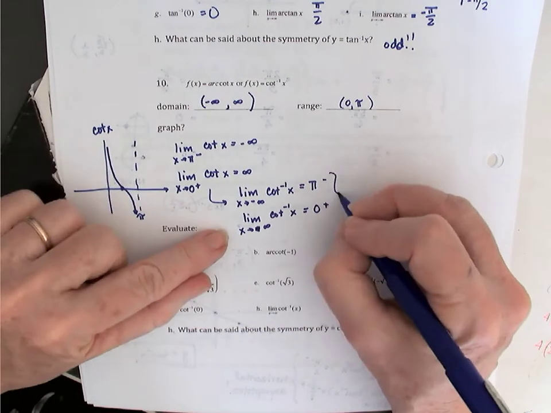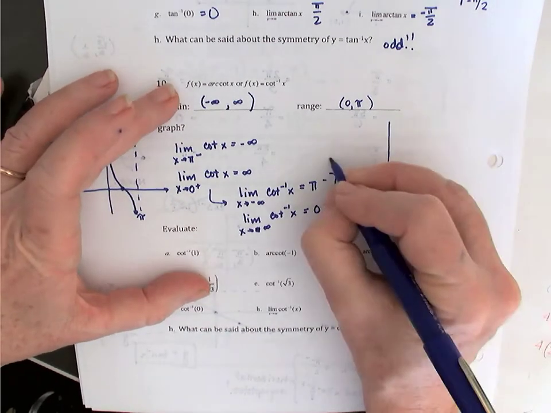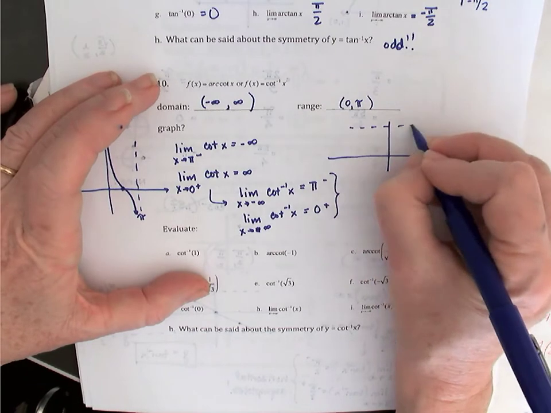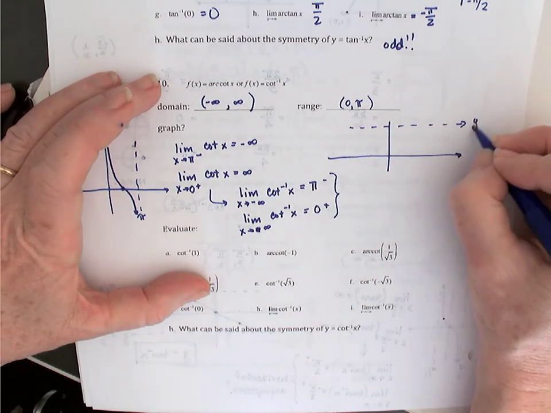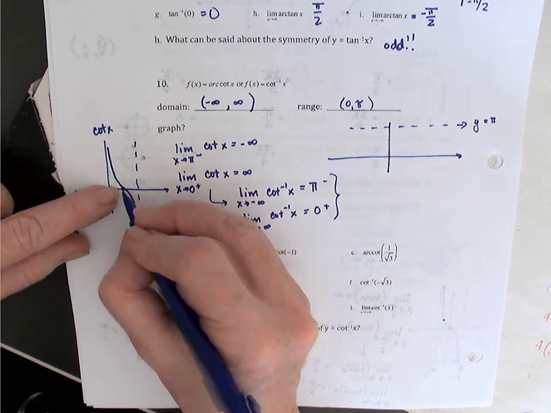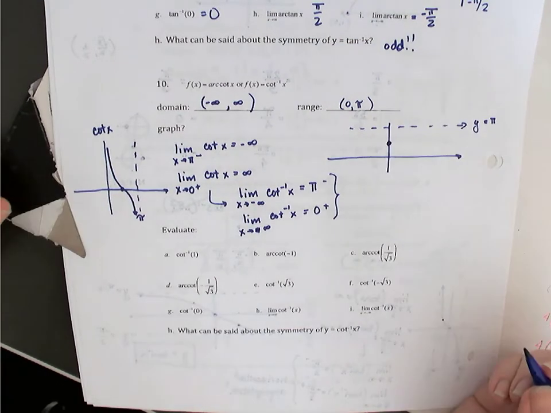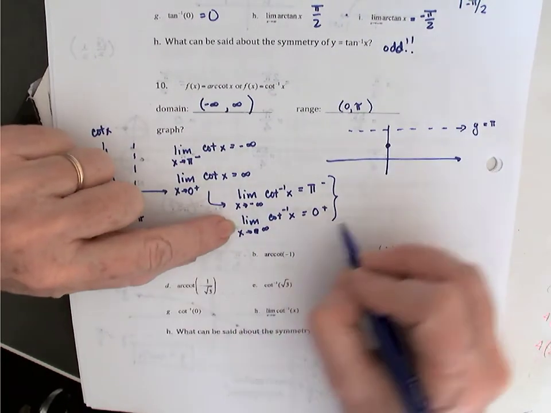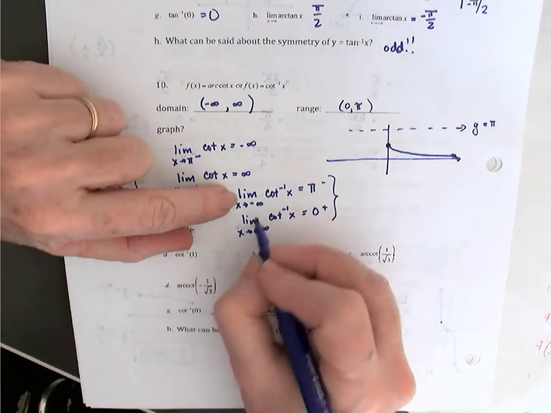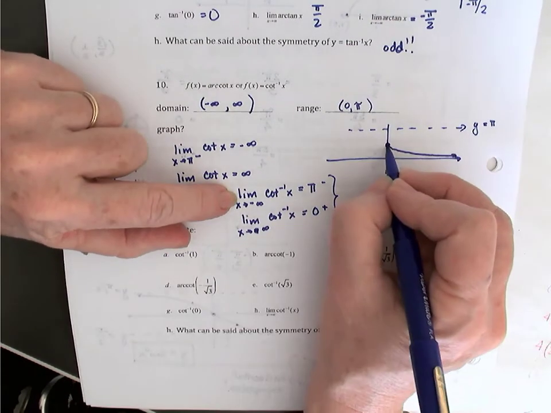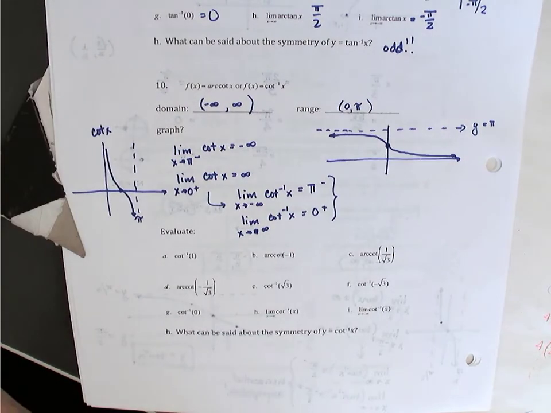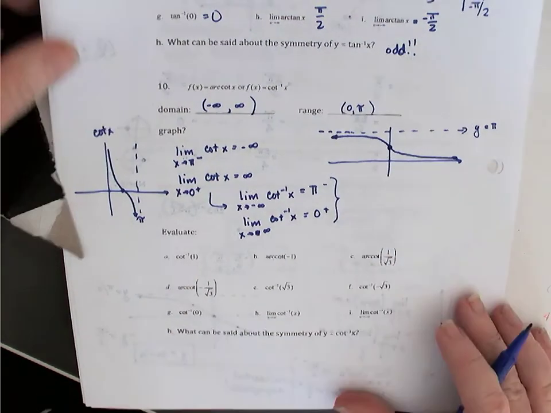So this gives me information about the horizontal asymptotes, one at 0 and one at pi. I know this is the ordered pair, 0, pi over 2. I know as x goes to the right, this is going to get very close to 0. As x goes to the left, this is going to get very close to pi, but it'll just be a little bit beneath it. So there's the graph of inverse cotangent.